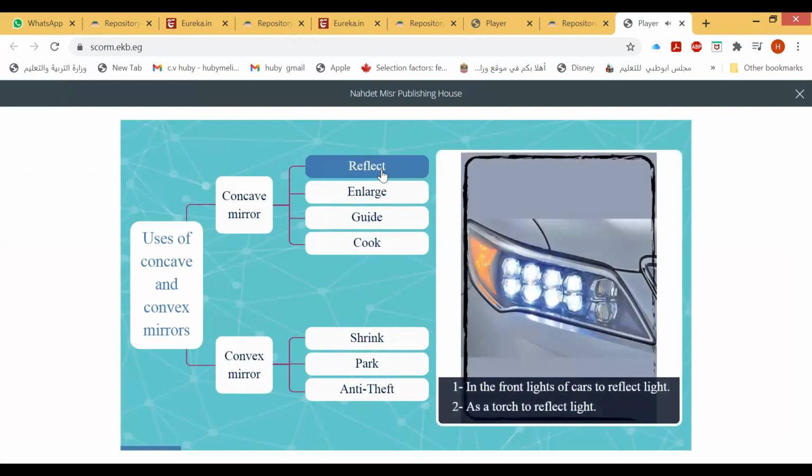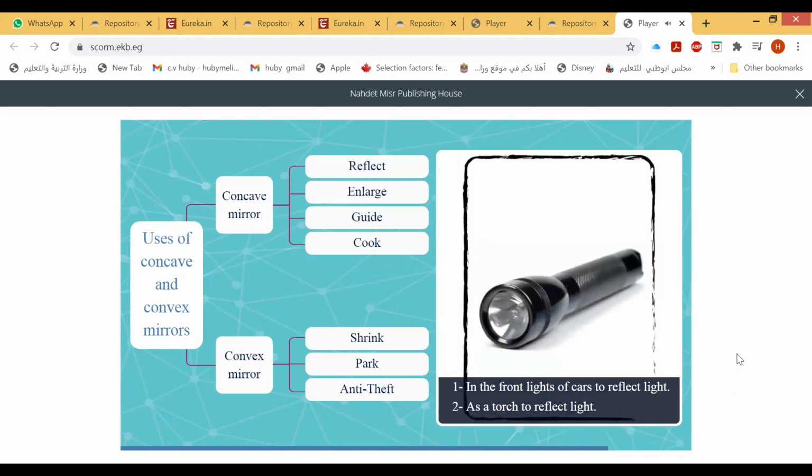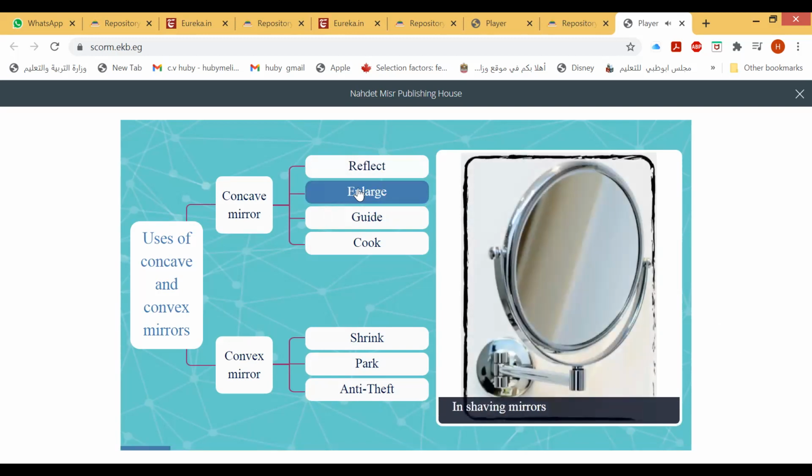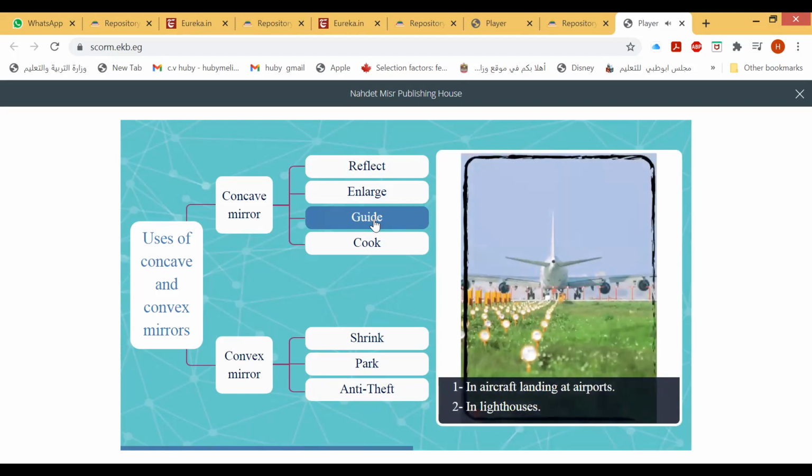The concave mirror is a converging mirror used for many purposes. For example, they are used on the front lights of cars and also as a torch to reflect light. The concave mirror is used in shaving mirrors to get an enlarged and erect image of the face. The concave mirror is used also to guide ships and planes in lighthouses that are found at marinas and in aircraft landing at airports.